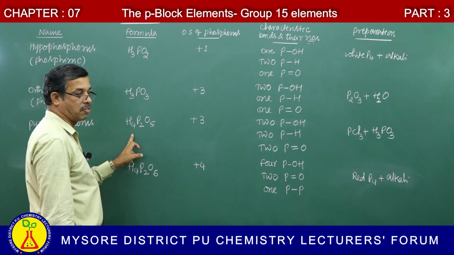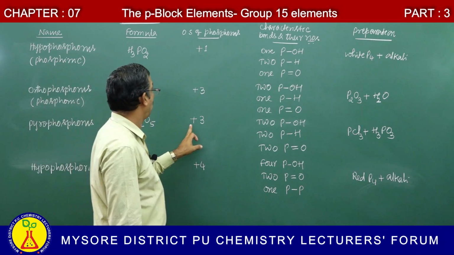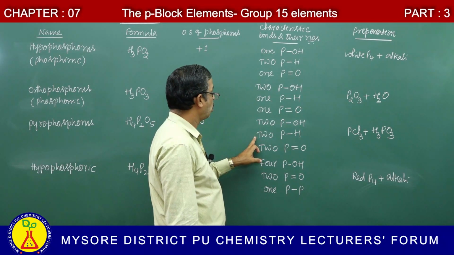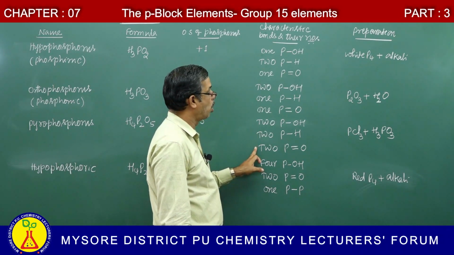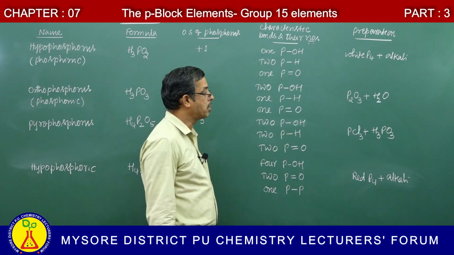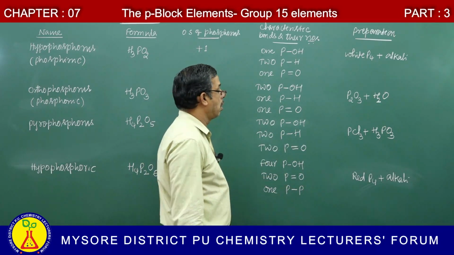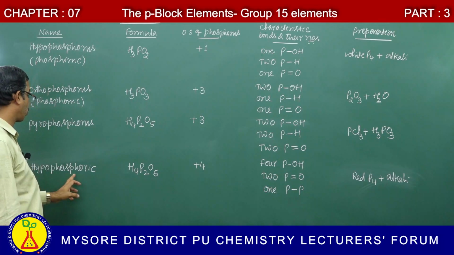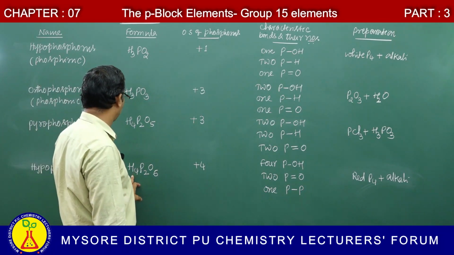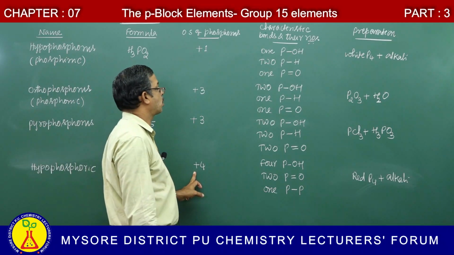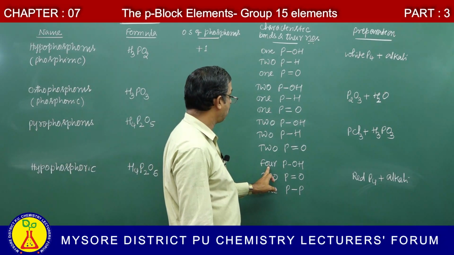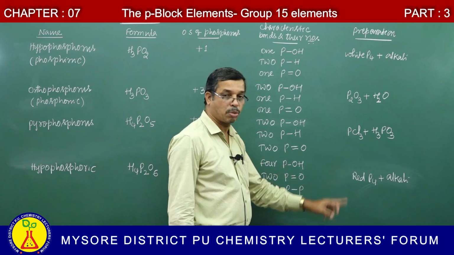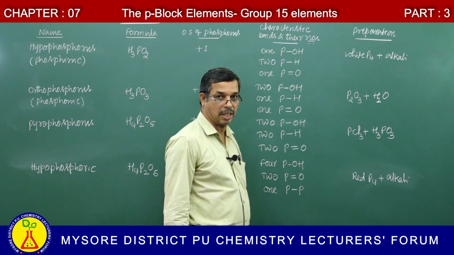Pyrophosphorus acid, its formula is H4P2O5. Oxidation state of phosphorus is plus 3. It contains 2 POH, 2 PH, 2 P double bond O bonds. It can be obtained by treating PCl3 with orthophosphorus acid. Then hypophosphoric acid, its formula is H4P2O6. Oxidation state of phosphorus is plus 4 and it contains 4 POH bonds, 2 P double bond O bonds, 1 PP bond. It can be obtained by treating red phosphorus with alkali.